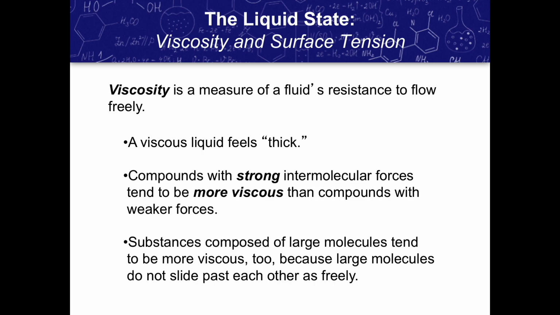The size of molecules also plays a role. The molecules do not slide past each other as freely, so substances composed of large molecules tend to be more viscous. Olive oil, for example, is more viscous than water because olive oil is composed of compounds with three long floppy chains that contain more than 50 atoms in each chain.